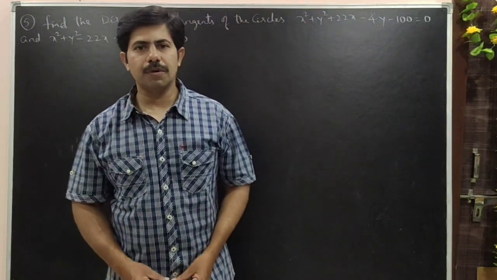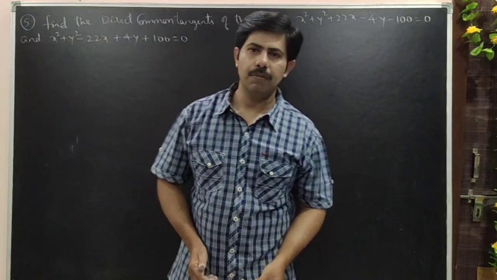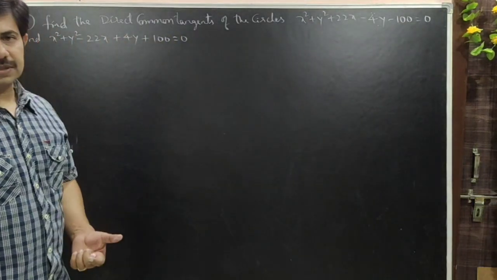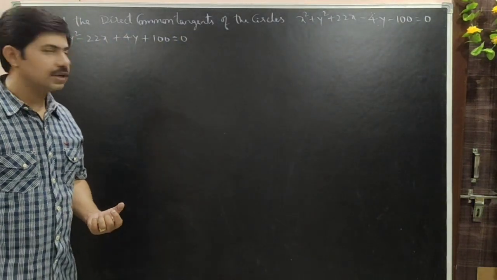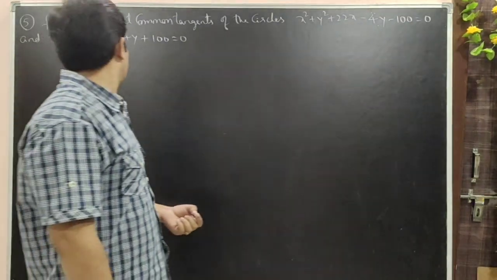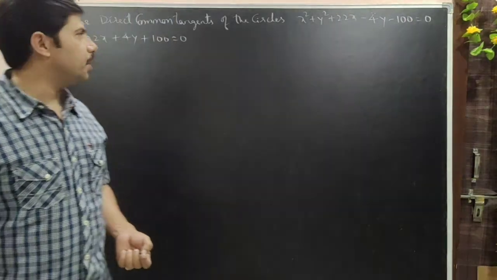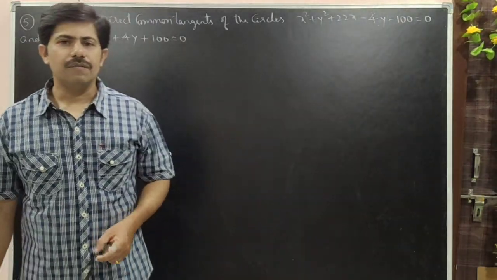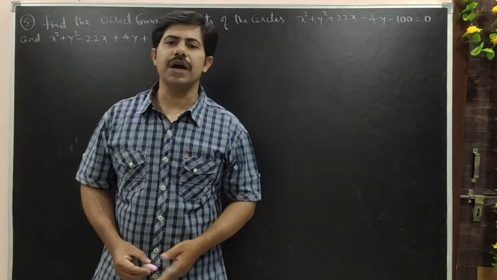So next problem, this is a very, very important problem, 7 marks. Find the direct common tangent of the circles x square plus y square plus 22x minus 4y minus 100 is equal to 0 and x square plus y square minus 22x plus 4y plus 100 is equal to 0. So here we have to find out the equation of direct common tangent.